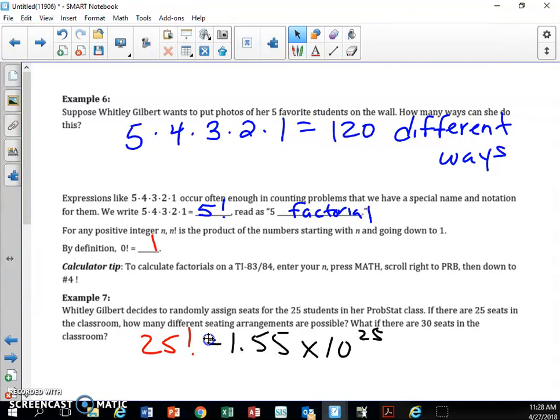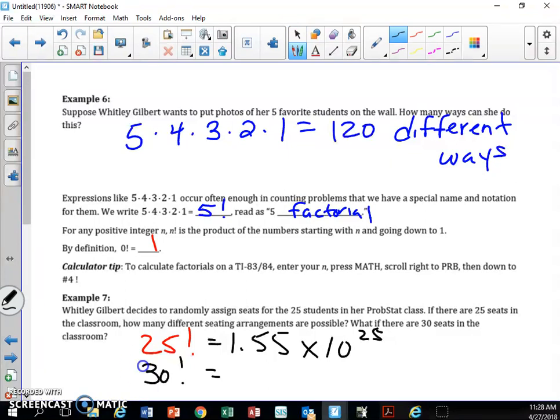Alright, so now pause for a moment and everyone find out, what if there were 30 seats in the classroom? How many seating arrangements could we come up with? So if there were 30 students, then we got 30 factorial, which would be 2.65 times 10 to the 32nd.